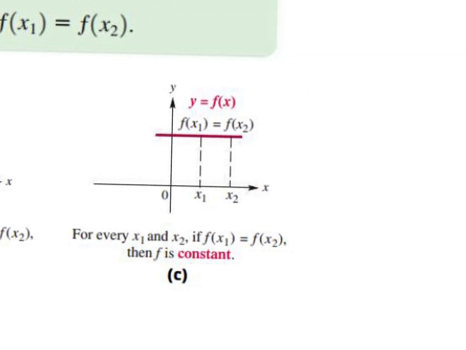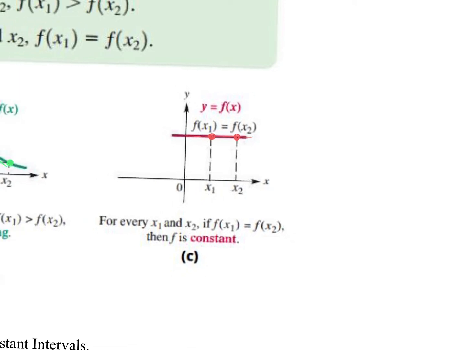The last one, there's no change. So at x1, I'm at a certain height. At x2, I'm at the same height. That means there's no change. It means it's constant. And if you draw a horizontal line, the slope of a horizontal line is 0. It is constant. It is not changing.